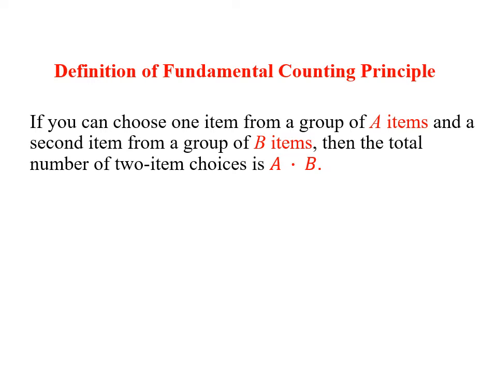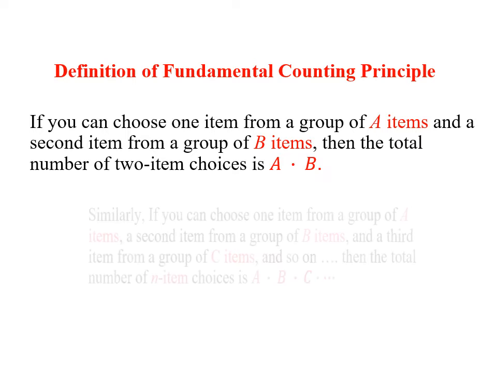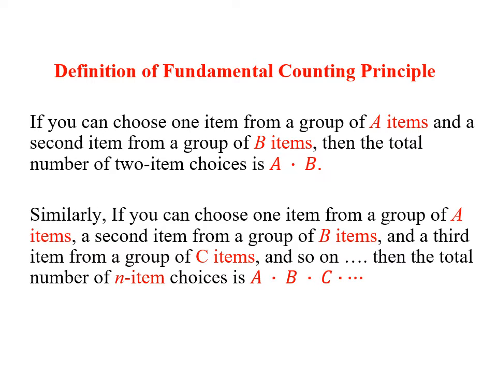If we can choose one item from a group of A items and another item from a group of B items, then the total number of two-item choices is A times B. And we can expand this to more than one group. So if we choose one item from a group of A items, a second item from a group of B items, and a third one from C items, and so on, then the total number of N-item choices is A times B times C, etc. It depends on how many groups we have.